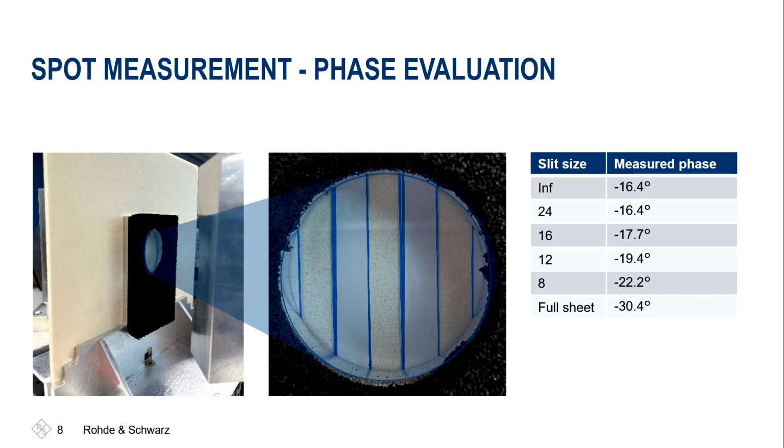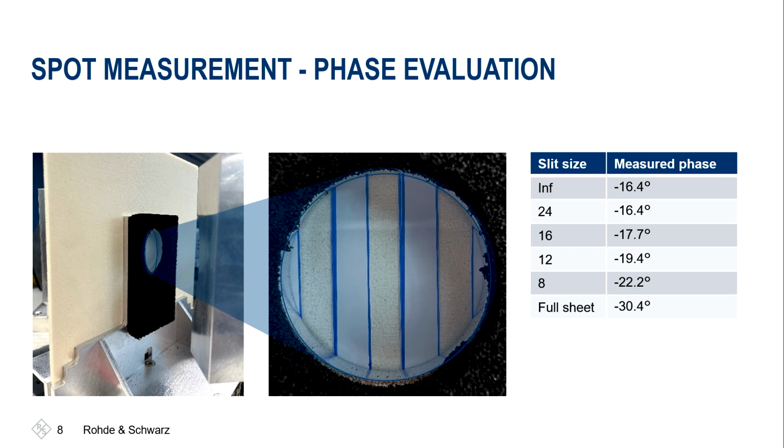Just for curiosity, we have performed the same measurement with the vector network analyzer in our quasi-optical setup. Of course, we don't have any kind of phase resolution there, so we can't expect to be able to distinguish between these slits. The question is just, what will we see? These are the results of the exact same foil with the vector network analyzer. We can see that with the infinite slit size, we have around 16 degrees of phase, and with the 8 millimeters, we have 22 degrees of phase. The full sheet has 30 degrees of phase.